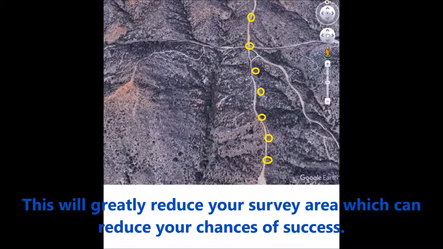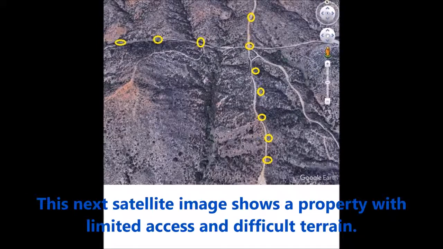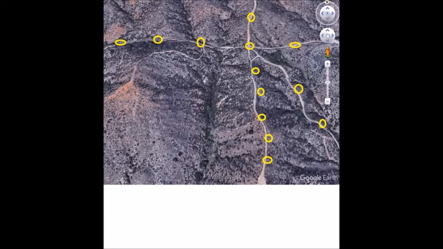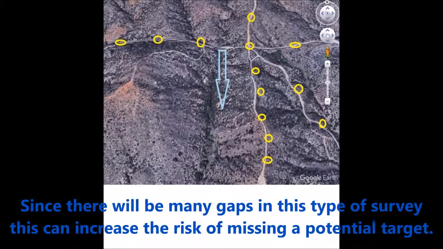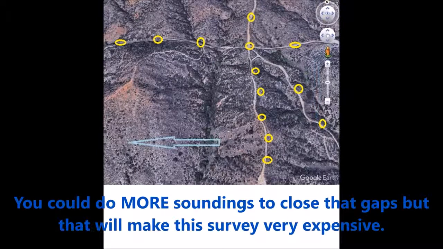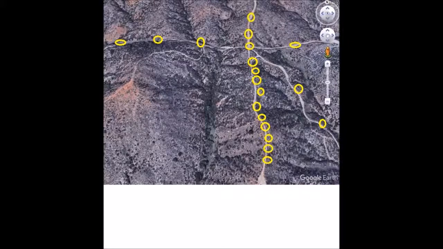This property has very limited access and difficult terrain. Here you can see each sounding can only be done next to the dirt road. Most of this property cannot be surveyed using soundings due to the limited access. Due to the high cost, there will also be many gaps in between the soundings, which again is not an ideal way to approach a property. Leaving these large gaps in the survey requires way too much luck to be successful. You could do more soundings to close those gaps, but that will become very expensive.